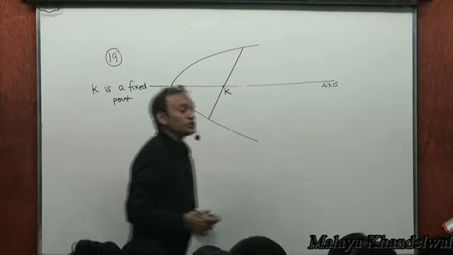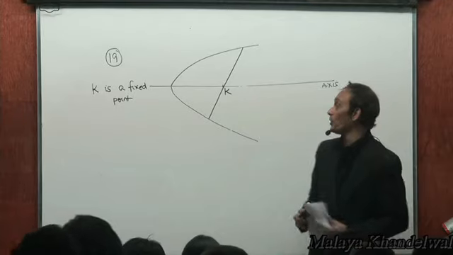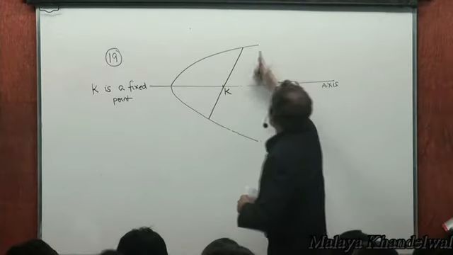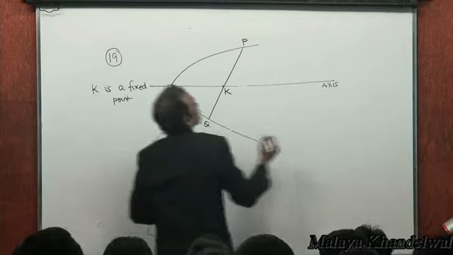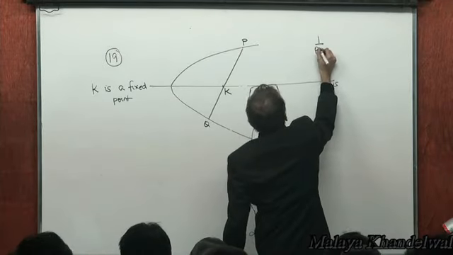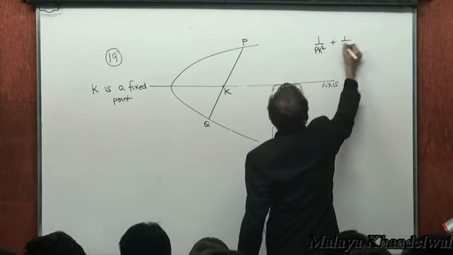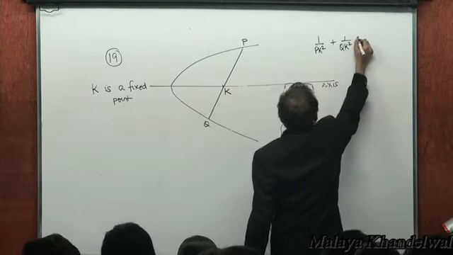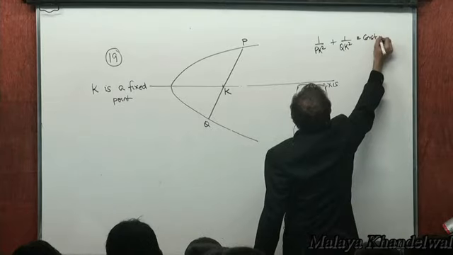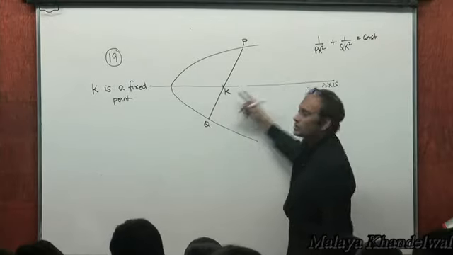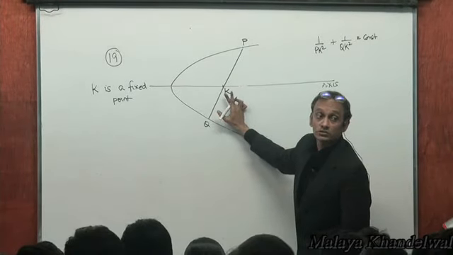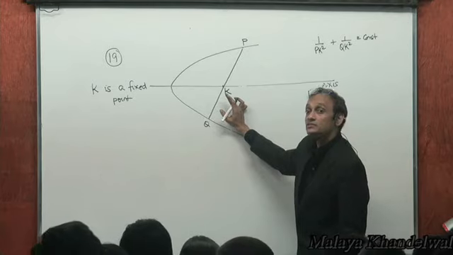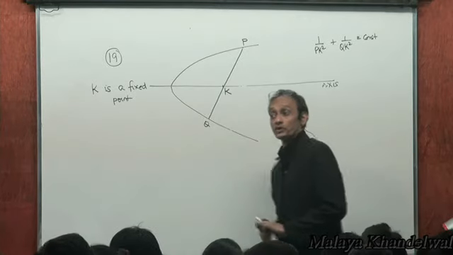We want to establish the existence of a fixed point K such that any chord passing through this will have the following property: 1 by PK squared plus 1 by QK squared is a constant. That means for any chord passing through this, 1 by PK squared plus 1 by QK squared must be a constant. There exists such a point.